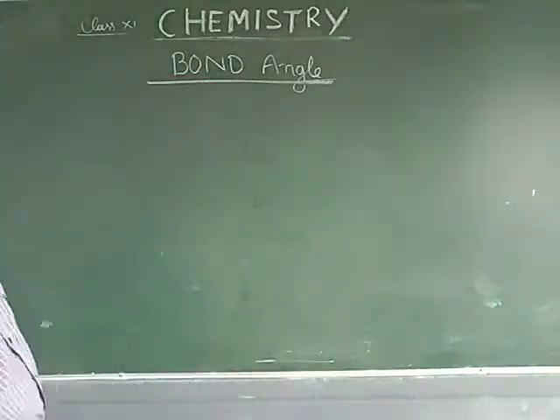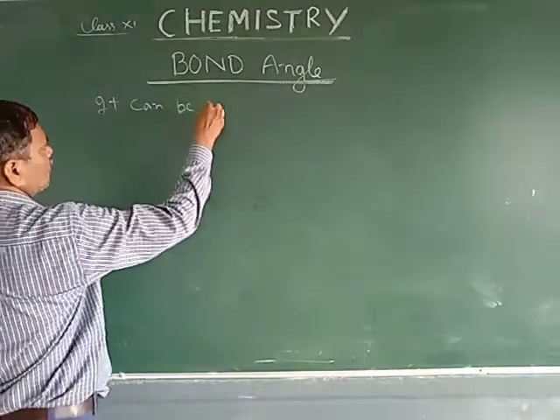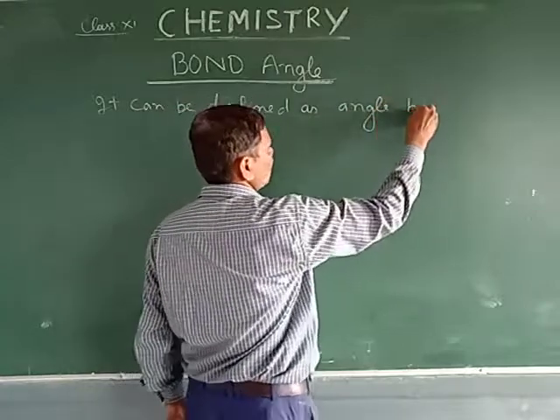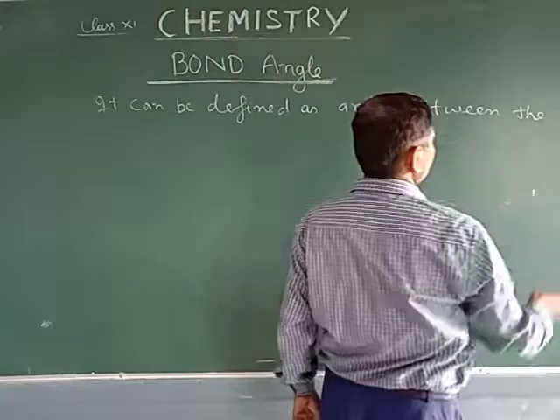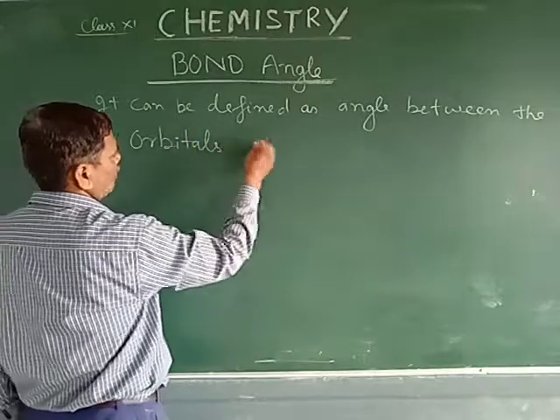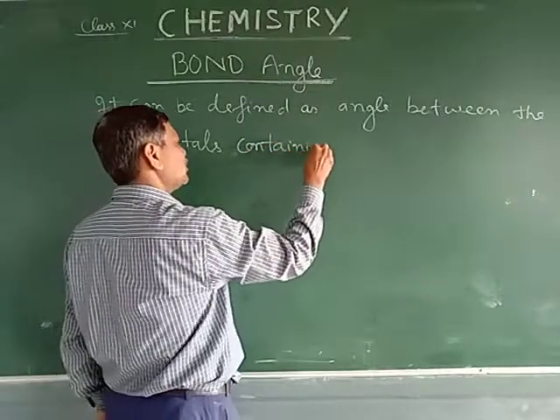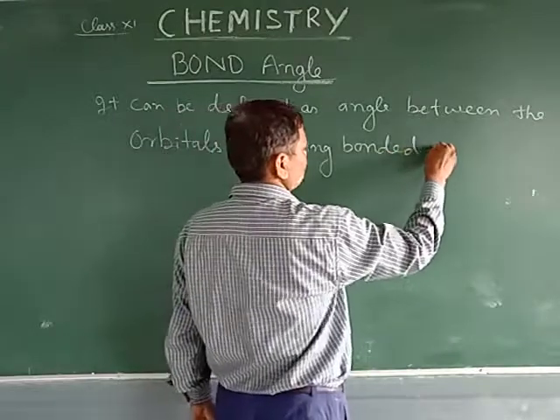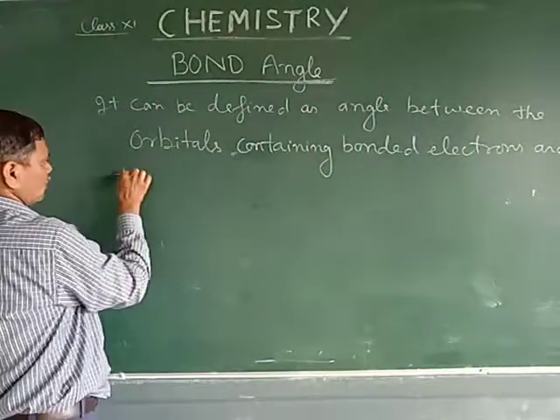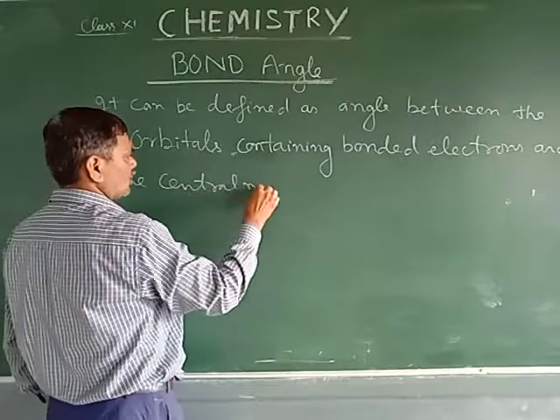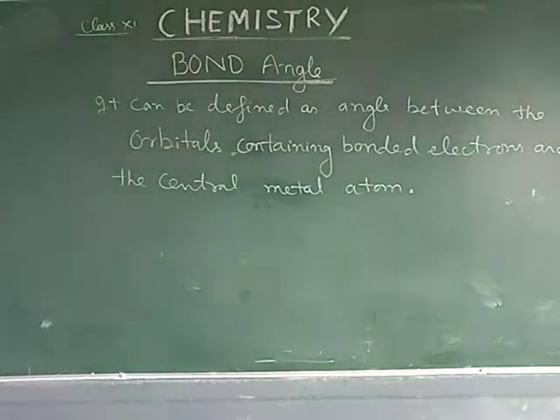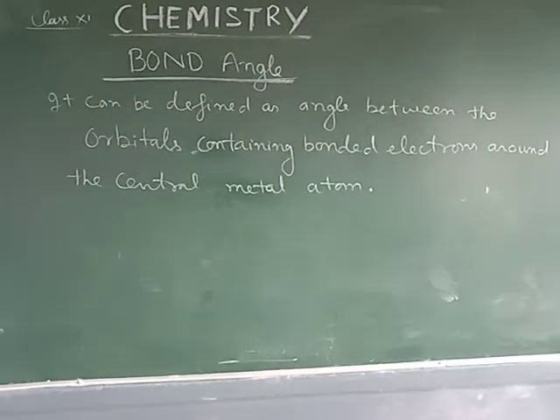Write down that bond angle can be defined as the angle between the orbitals containing bonded electrons around the central metal atom. You can take a screenshot of this definition.